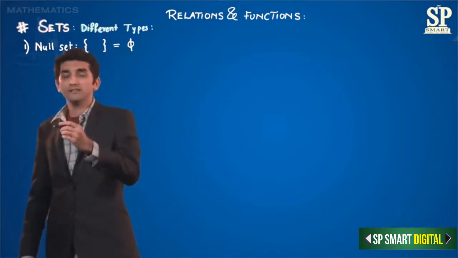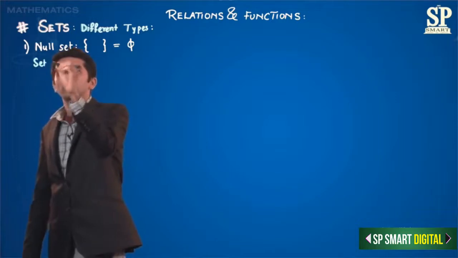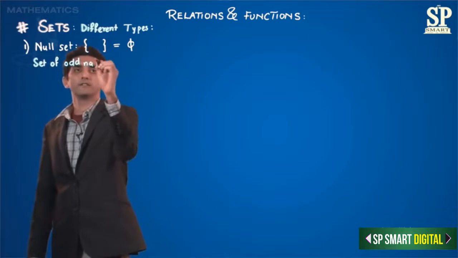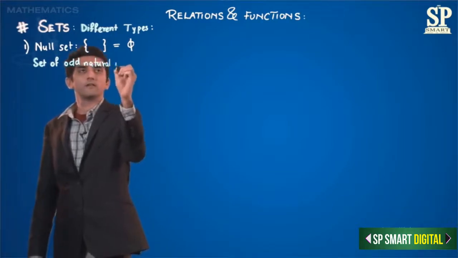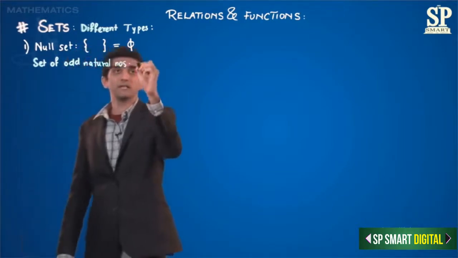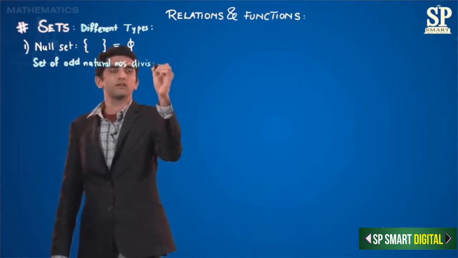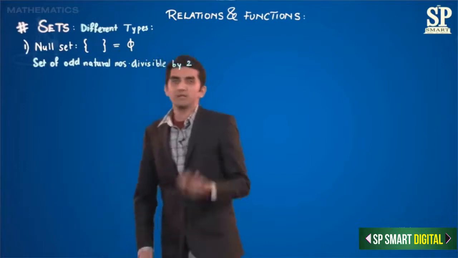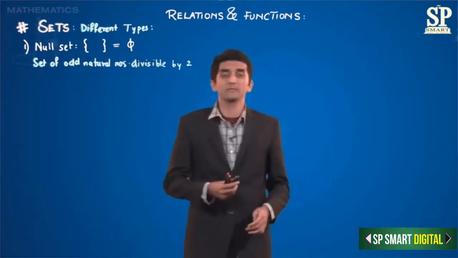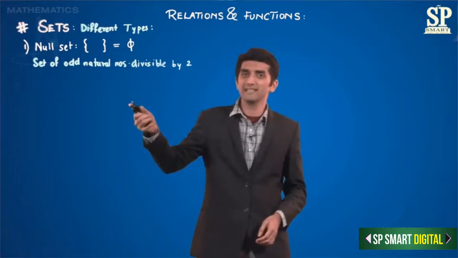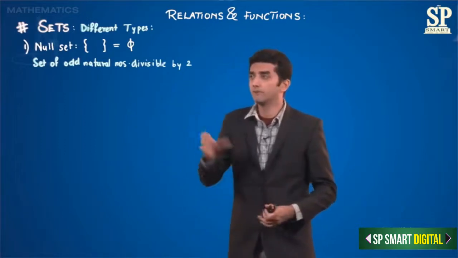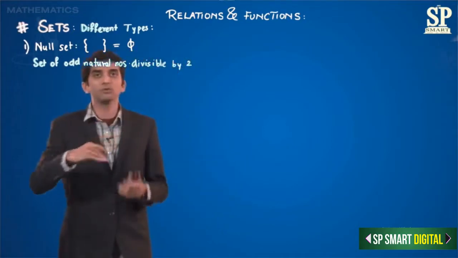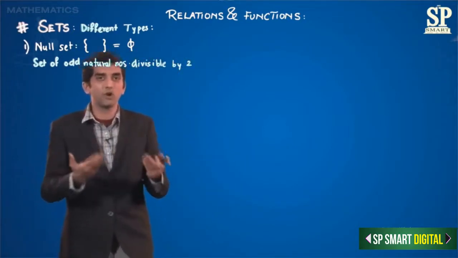Now a particular set of odd natural numbers divisible by 2. Will this be a null set? Let's try and figure out. Let's pick up any odd natural number to be specific. Let's say 7. Is that number divisible by 2? No. And for that matter, any odd natural number you pick up won't be divisible by 2, because that is how the basic definition of an odd number is.